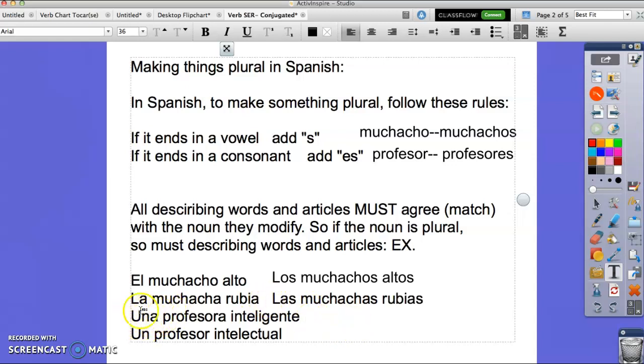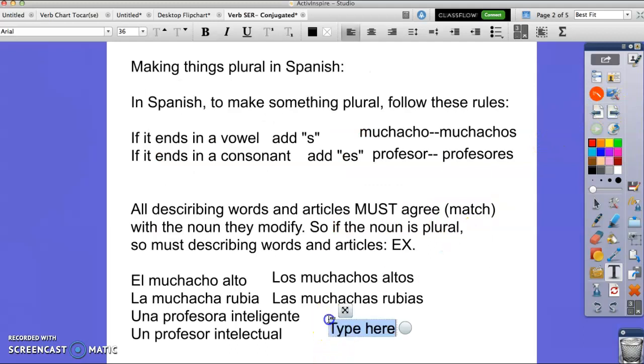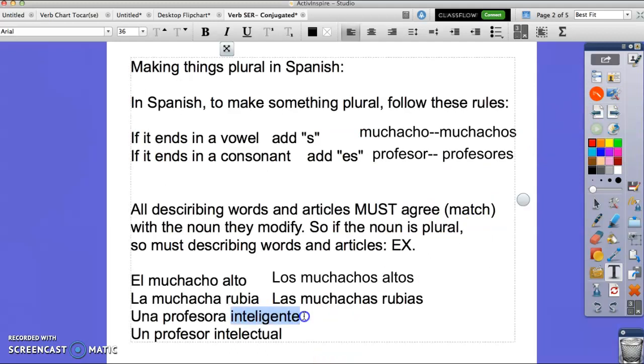All right, let's try this one right here. Now I have the word una, okay? So I want to make una plural. So let's go back over here. So we have una. How do I make it plural? Oh, it becomes unas. I just add an S. Pretty easy. Okay. So unas. Okay, profesora is my noun. So profesora. And then what do I do? Just add an S because it ends in a vowel.